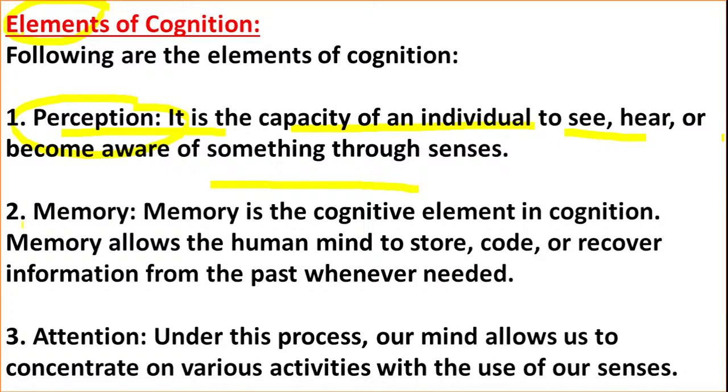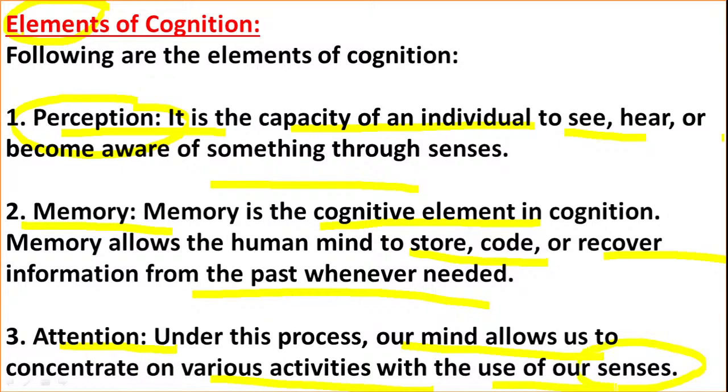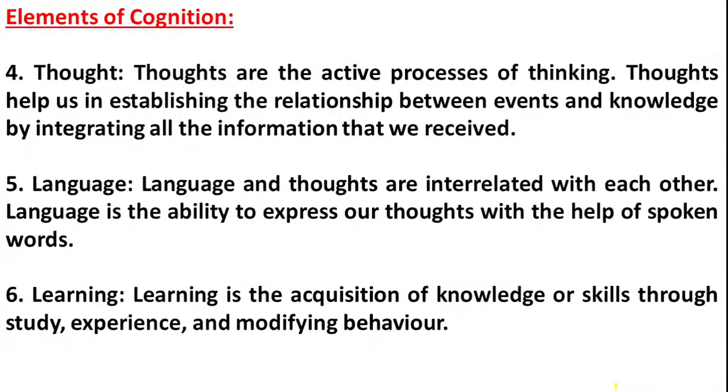Then the second one is memory. Memory is the cognitive element in cognition. Here they are going to store the information, and they are going to recover the information in their mind. Attention means our mind allows us to concentrate on various activities with the use of our senses. And the next one is thought.